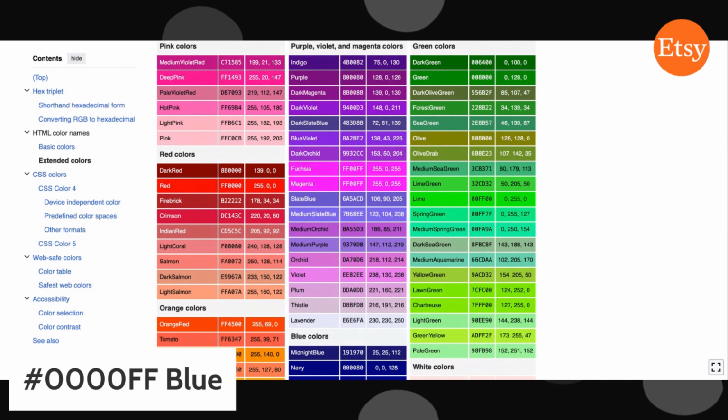So let's start off with the red. Here are the red colors here, right over here. You have your dark red, and these are known names. Dark red, red, fire brick, crimson, Indian, light coral, salmon, dark salmon, and light salmon with all of the hex codes right here. See, FF0000 is the red.